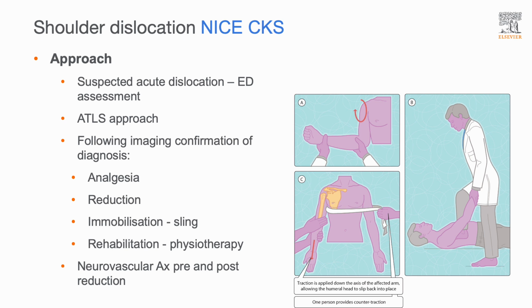There should be a clear neurovascular assessment pre and post-reduction. Axillary nerve injury is a common finding in anterior dislocations due to the close relationship of the axillary nerve with the humerus. And in this question, there was numbness over the deltoid bulk and weakness to abduction, suggesting potential axillary nerve injury.